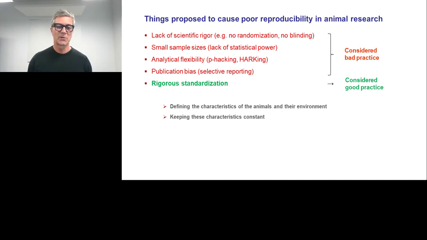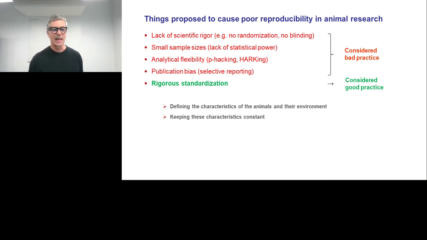And many textbooks of laboratory animal science actually recommend using rigorous standardization. The intention behind this is, of course, to get results that are as precise as possible, and by reducing the variation in the results, to be able to use fewer animals for the same study.